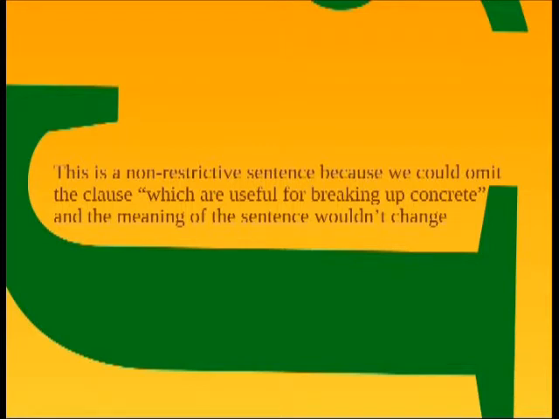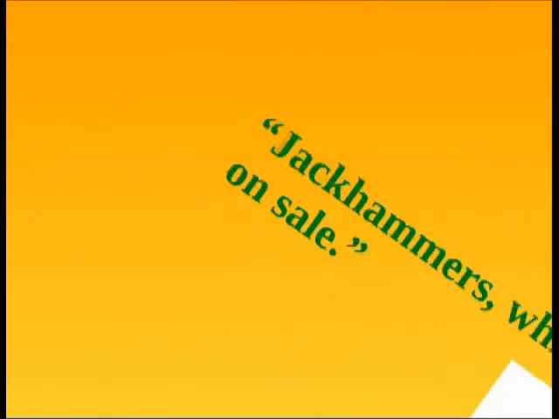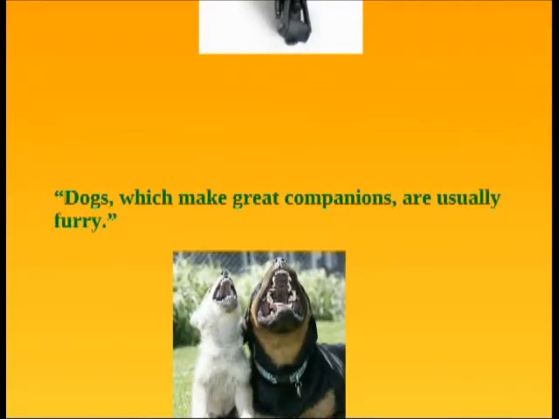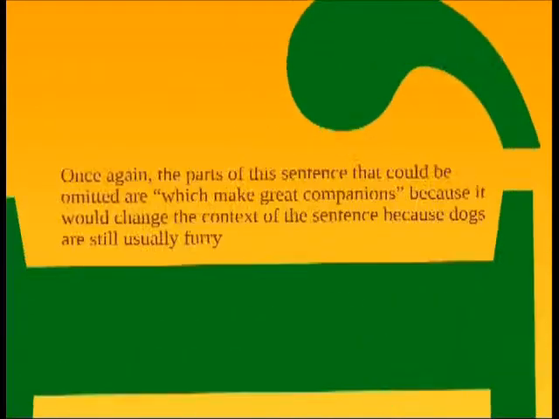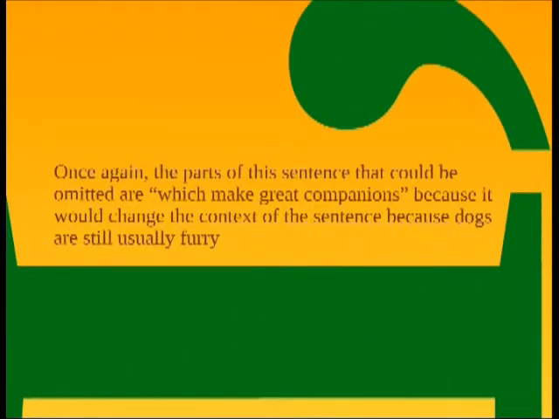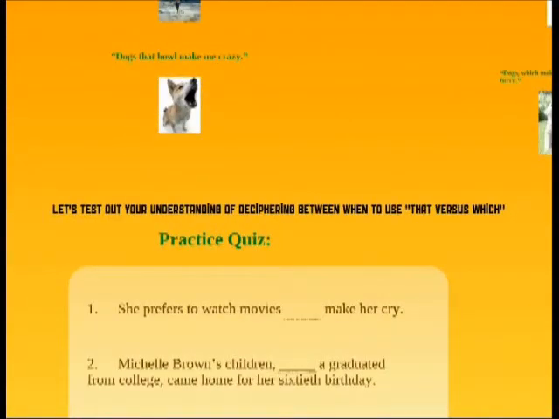Finally, look at the third example. Dogs, which make great companions, are usually furry. Once again, the part of the sentence that could be omitted is "which make great companions," because it would not change the context of the sentence, because dogs are still usually furry. Let's test out your understanding of deciphering between when to use that versus which.